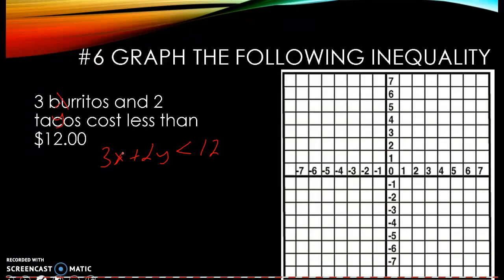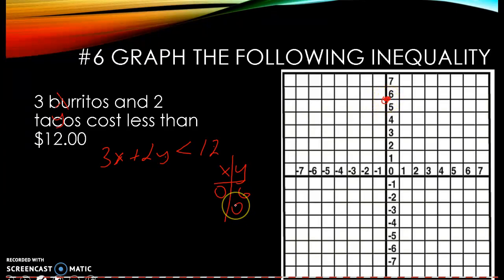I could do it one of two ways. I could set up an X and Y chart. I think this one I'm just going to do an X and Y chart. I'm going to plug in zeros. If X is 0, that means I didn't buy any of the burritos, just tacos. 2 times 6 is 12. That's going to be a y-intercept up here at 6.